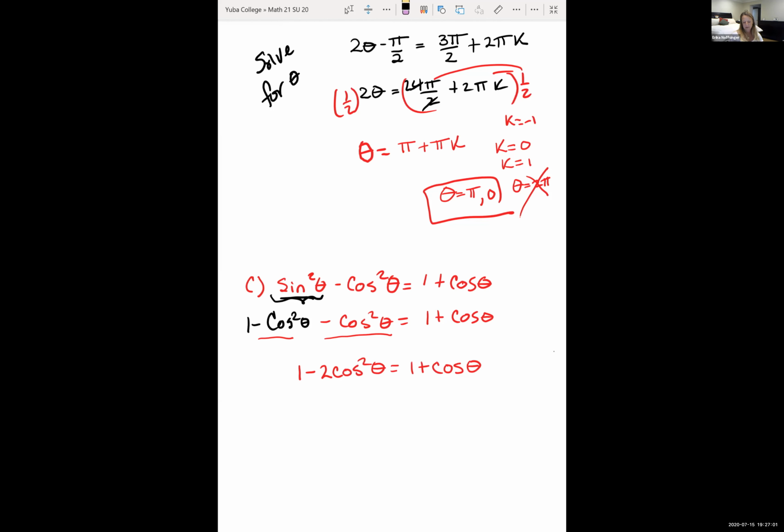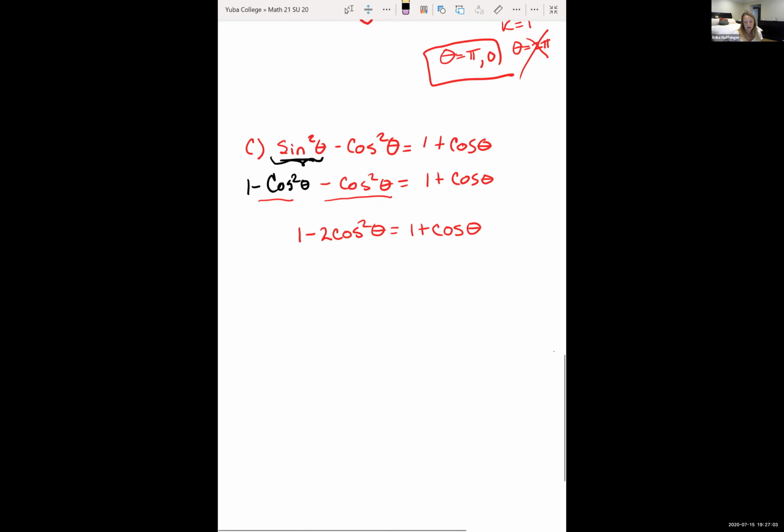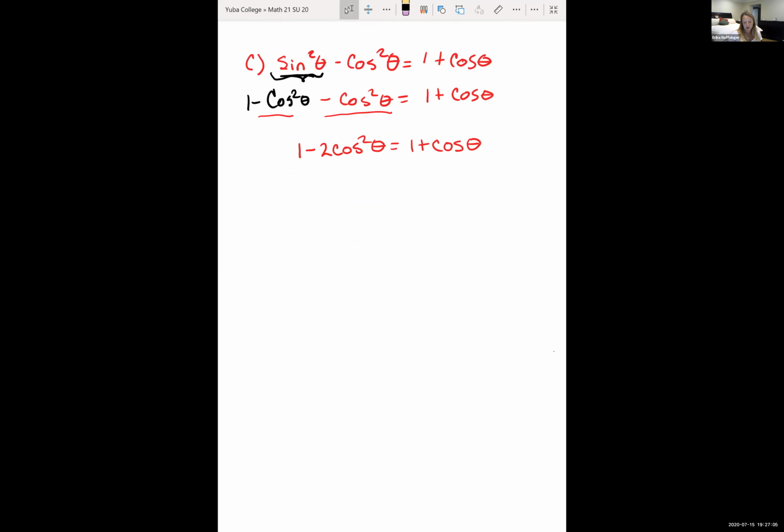So looking at what type of an equation it is, it's quadratic. And so I want to get everything to one side of the equation and set it equal to 0, and hopefully we can factor it. And so if we add 2 cosine squared theta on both sides, and let's subtract 1 on both sides. Well, that's nice. Our 1's cancel. And so all we're left with is 2 cosine squared theta plus cosine theta is equal to 0.